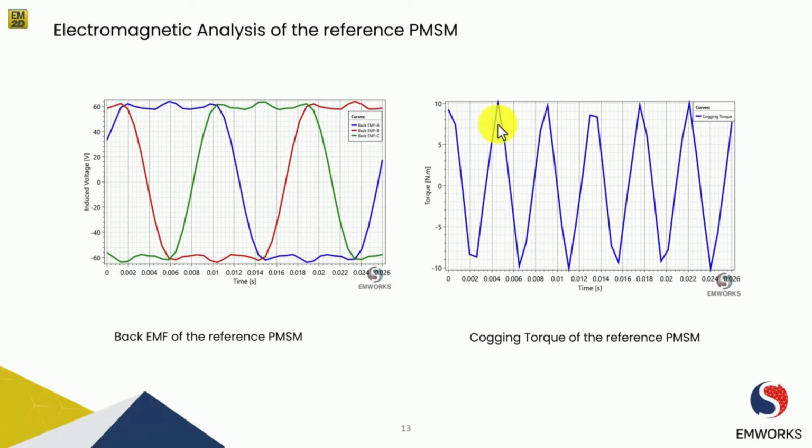We have also plotted its induced back EMF, and you can see it's more of a BLDC type motor, and the back EMFs are very much in trapezoidal fashion. We'll see how we can play with the pole number so that we can reduce our magnet pole arc and get a more sinusoidal back EMF. Its peak is around 60 volt, and then we have the cogging torque of our reference PMSM, which is very huge, going from peak to peak around 20 Newton meter.